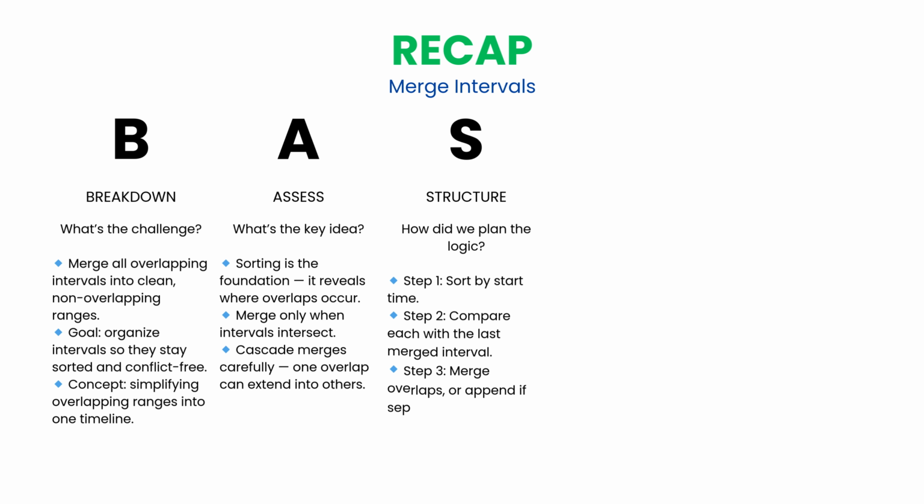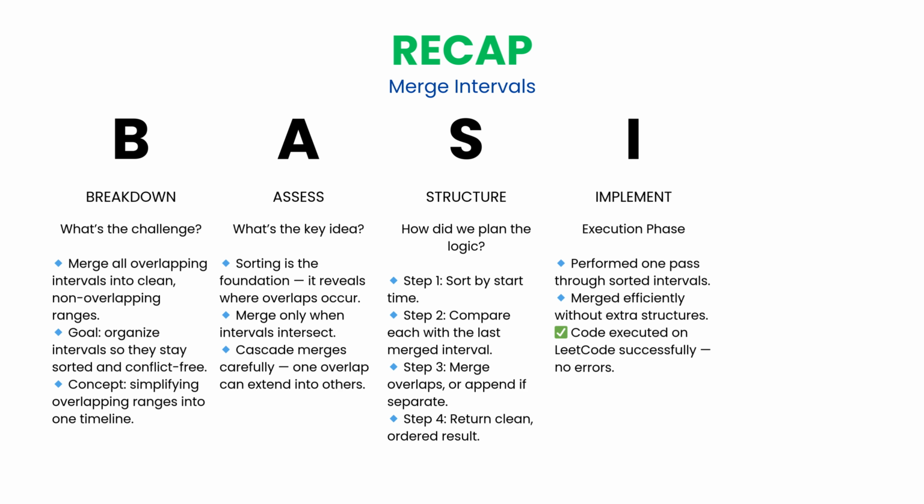Here's the plan. Sort intervals by their start value. Initialize the result with the first interval. For each new interval, check if it overlaps with the last in the result. If yes, merge by extending the endpoint. If no, simply append it to the result. After one pass, you've got your merged list, sorted and clean.